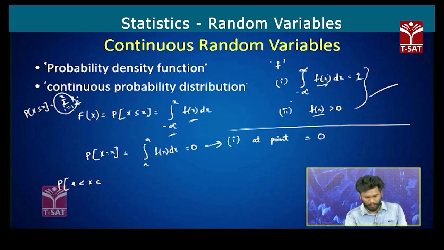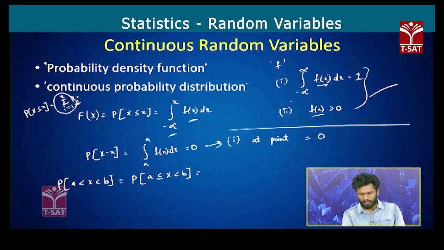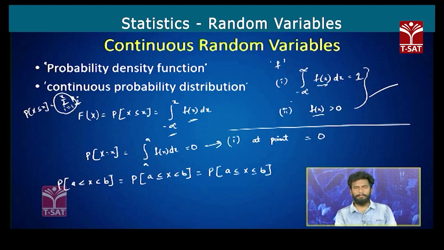Similarly, P of a less than or equal to X less than or equal to b will be equal to P of a less than X less than b, because the probability at any single point is equal to 0. It doesn't matter whether you keep the equality sign or not, and it is given by the integral over a to b of f of x dx.